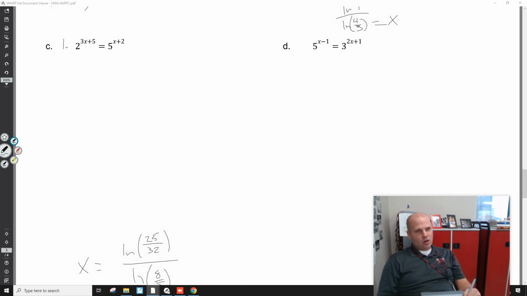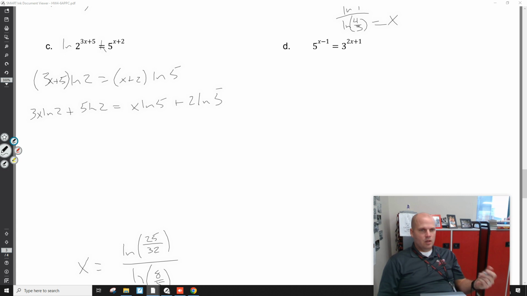Yeah, I think it's actually harder if you take the natural log of both sides. Let's see. I'm going to move the 3x plus 5 down. I have the natural log of 2. I'm going to move the x plus 2 down. I have the natural log of 5. I'm going to distribute everything. I have 3 times x times natural log 2 plus 5 times the natural log of 2. I have x times the natural log of 5 plus 2 times the natural log of 5.